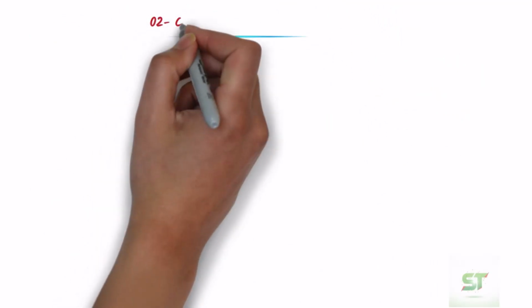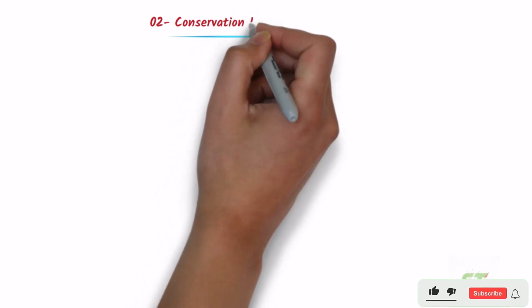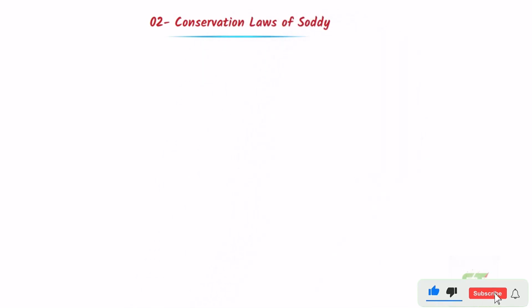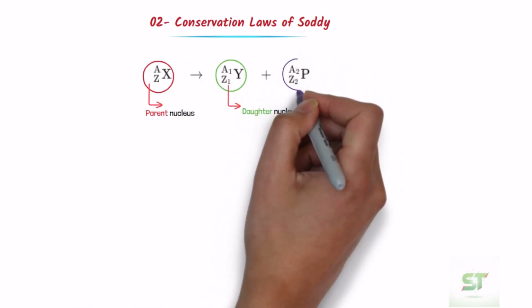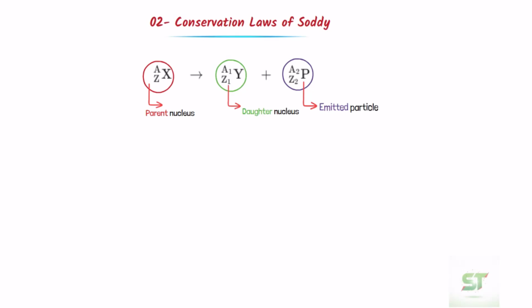Conservation laws. When a nucleus changes, it follows very strict conservation laws, known as Soddy's laws. Let's consider a general nuclear reaction: X with A, Z can give Y with A1, Z1 and P with A2 and Z2. Here, X is the parent nucleus, Y is the daughter nucleus, and P is the emitted particle.